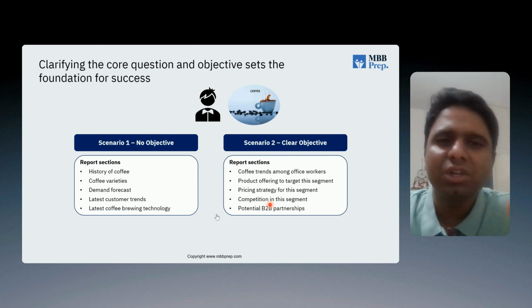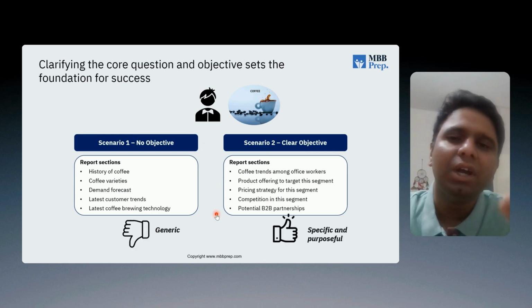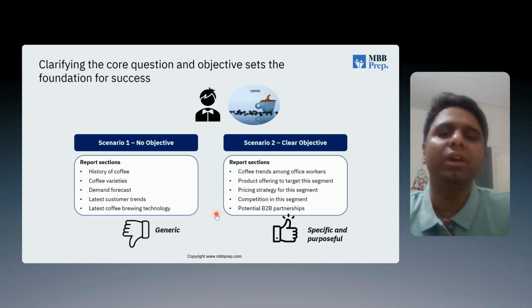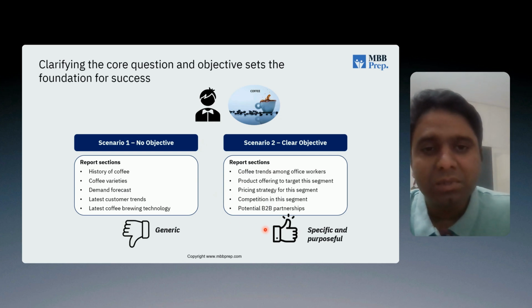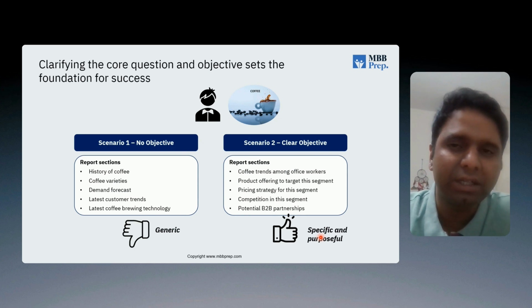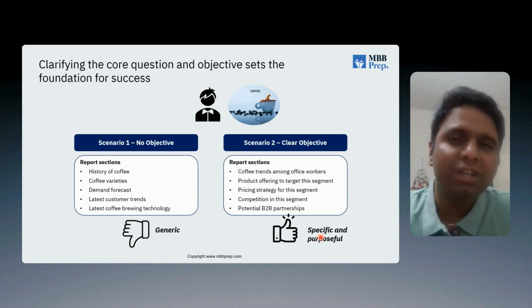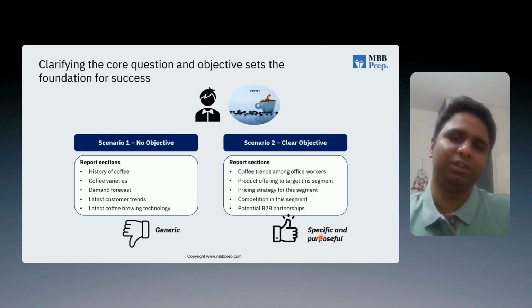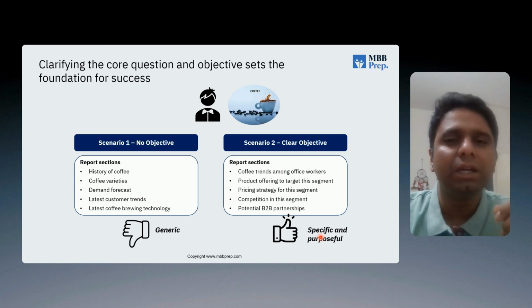In the first scenario, Jamie has no idea what his boss is asking, so he comes up with a generic report that does not answer any question. The second report, however, focuses on the specific question that the boss, Patrick, wants answered. Therefore, it's more purposeful, and more useful for the organization and for the management.